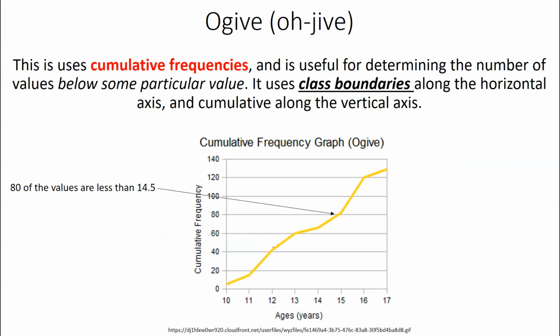The next one here is what's called an ogive. An ogive uses cumulative frequencies. This could technically be cumulative percents, I suppose, but typically what is done is just adding up the frequencies themselves. You're typically just doing cumulative frequencies, not cumulative relative frequencies or cumulative percent frequencies, even though I suppose you could. It uses class boundaries along the horizontal axis and cumulative frequencies along the vertical axis.